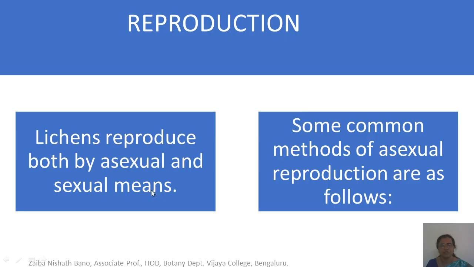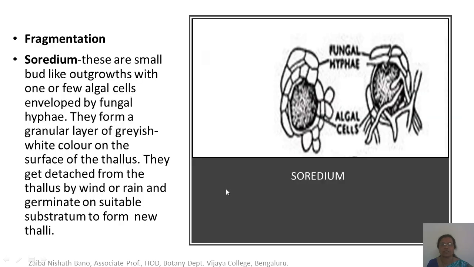Now moving on to reproduction in lichens. They reproduce both by asexual and sexual means. What are the most common methods of asexual reproduction? The most common method of asexual reproduction is fragmentation. Now as you know, the word fragmentation is self-explanatory.